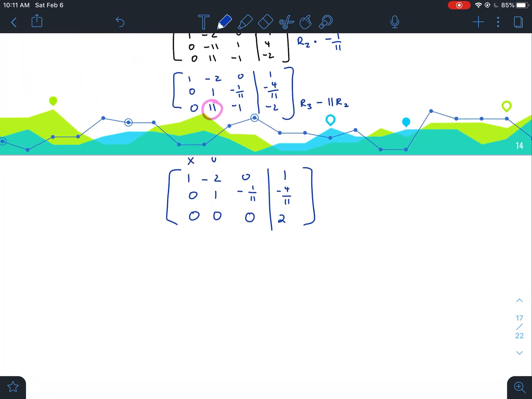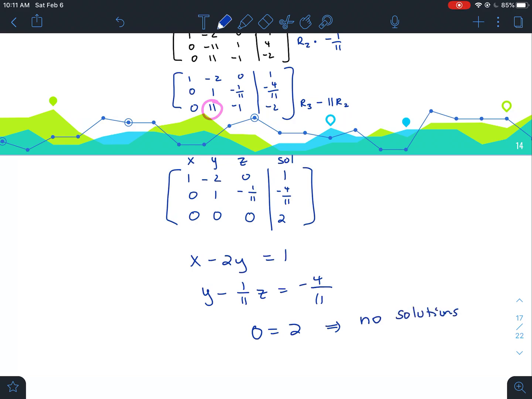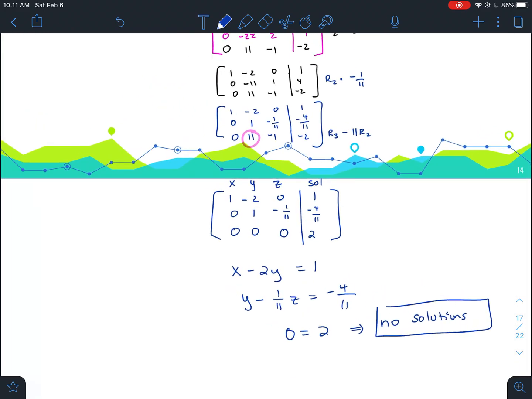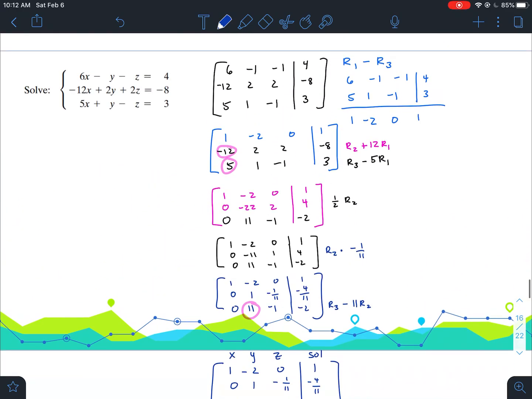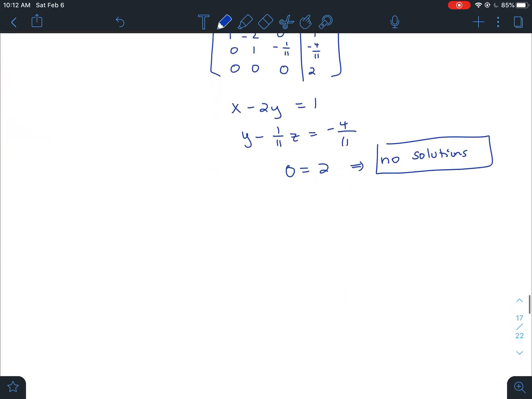If I rewrote this as a system of equations, I would have x minus 2y equals 1. I would get y minus 1/11 z equals negative 4/11. And then I get 0 equals 2. 0 doesn't equal 2, so that system of equations would have no solutions. So if you end up with a row that has no variables left, but it's supposed to equal a number, that's not possible. So this system of equations would end up having no solutions.